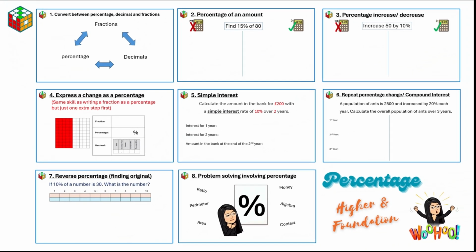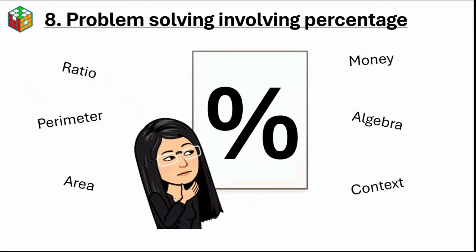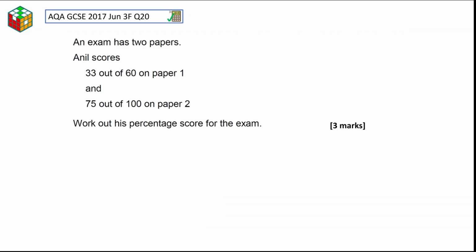Now the final one is problem solving involving percentage. Percentage questions can involve or mix with ratio, perimeter, area, money, algebra, and a context. There are too many scenarios that I can't show you one by one. So you need to use the skills that you've just learned in the previous 7 sessions, and then combine them with other knowledge to solve the problems. Just have a look at a couple.